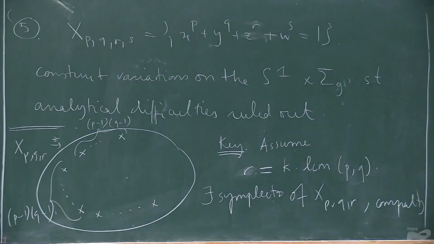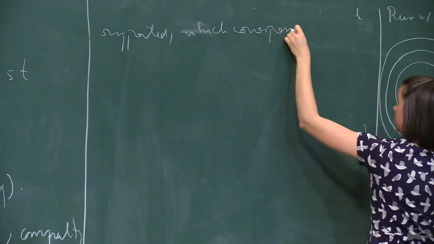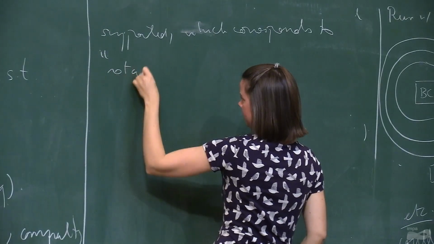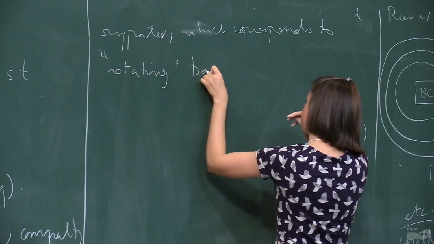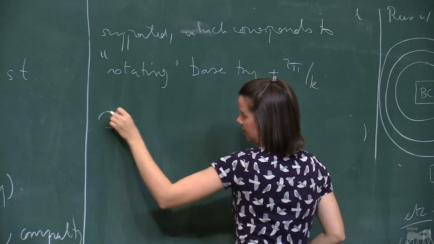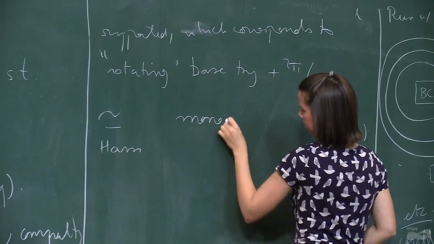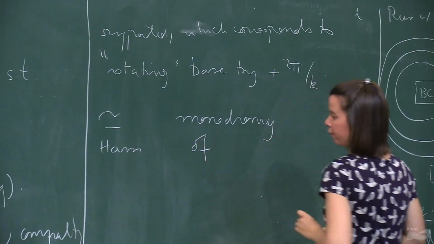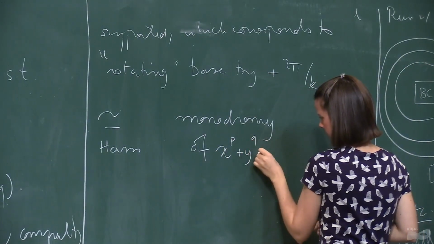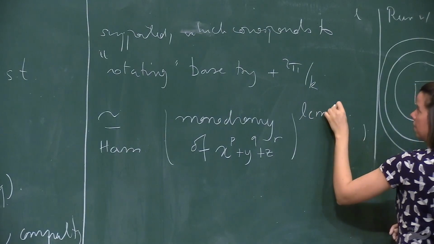Which corresponds to rotating the base by plus 2 pi over k. And it's Hamiltonian isotopic to the monodromy of the singularity, to the power LCM of P and Q.